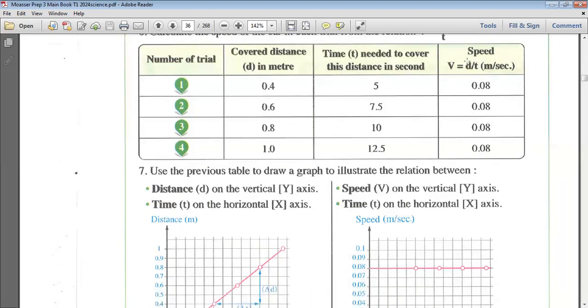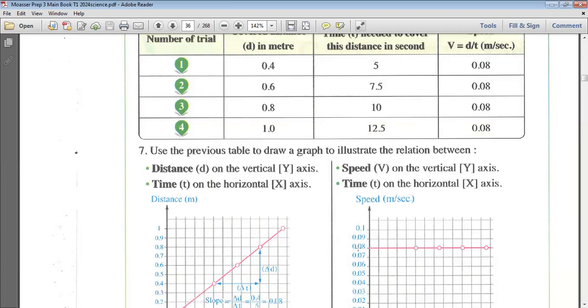The speed is constant, regular speed, 0.8, 0.8, 0.8, 0.8. Here the speed is 0.8, a regular speed, so it doesn't change by passing time. When the time is 5 seconds, the speed is 0.8; at 7.5, 0.8; at 10, 0.8; at 12, 0.8. By passing time, the speed is constant.